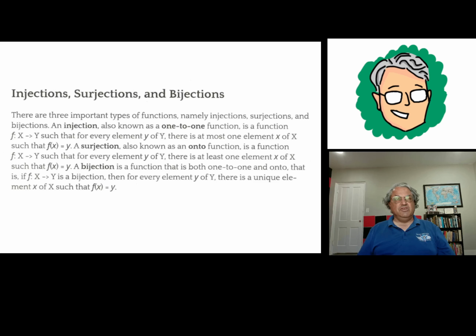And if it's both an injection and a surjection, this is a very special type of function called a bijection. And bijection just means exactly that: an injection and a surjection. Another way to say it is both one-to-one and onto. And the nice thing about bijections is that they're invertible. Every bijection has a unique inverse. I'm going to talk about inverses tomorrow, but that's why bijections are important. So anyway, now I'm just going to do some examples.